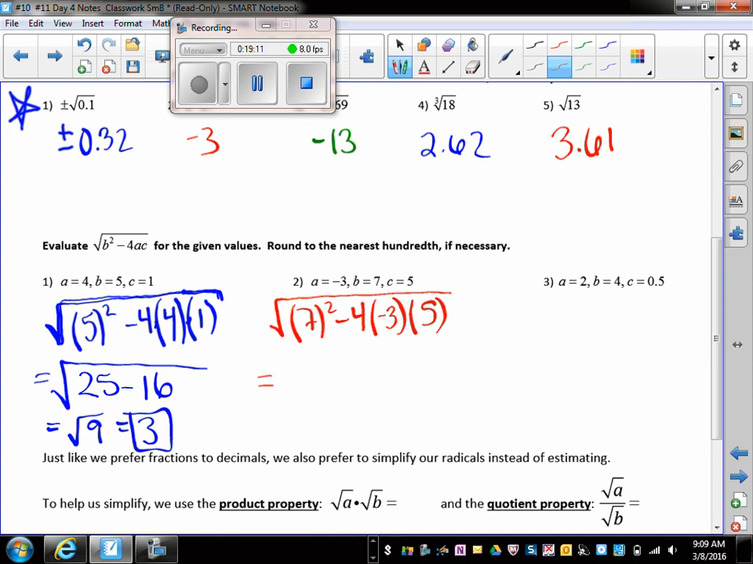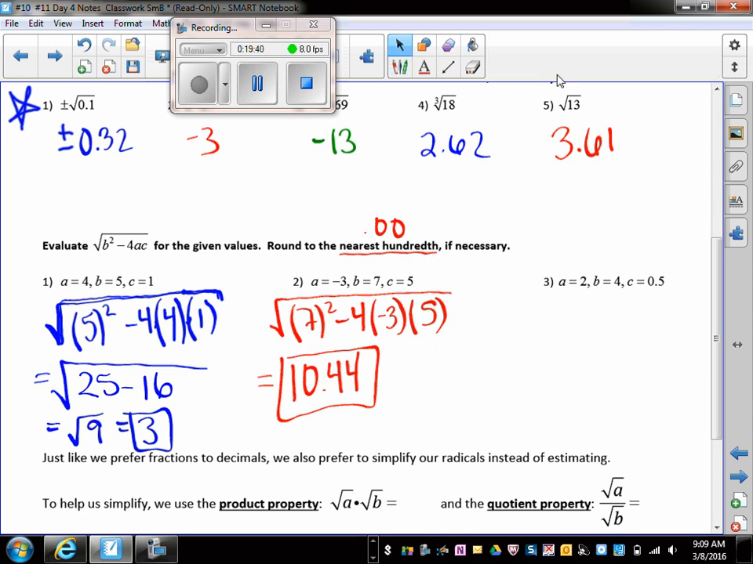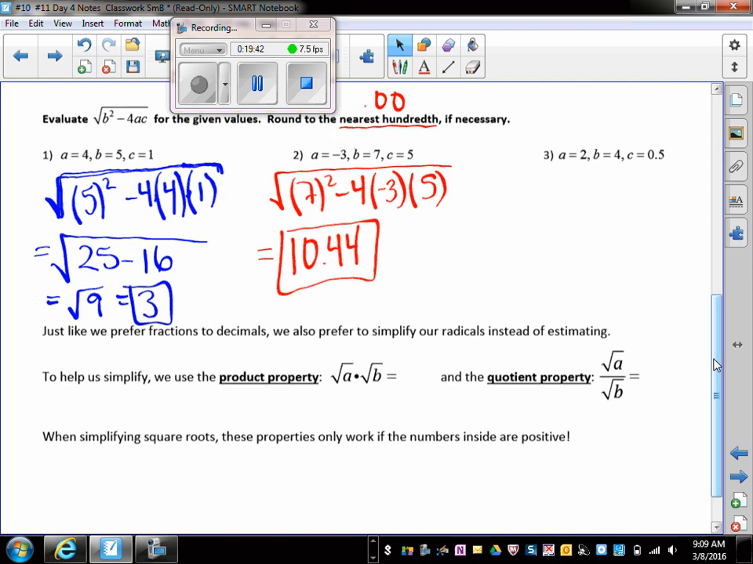What did we get for answer? Beautiful. That's what I got. Notice it says round to the nearest 100. So it means 2 after the decimal place. So 10.44. Questions on that? Okay. So far, all we're doing is using our calculator to evaluate this, to get the numerical values. Alright. For sake of time, we're going to skip through and continue moving on.